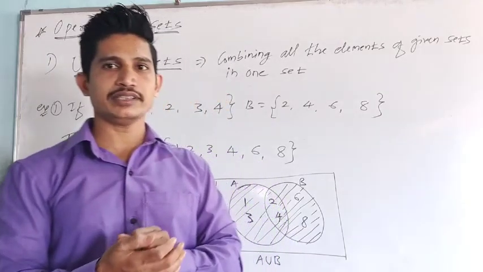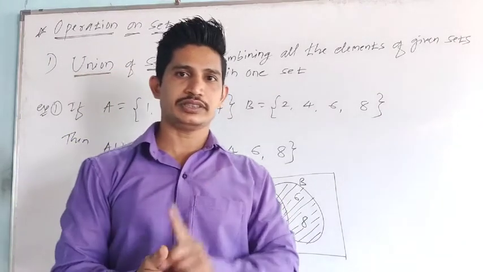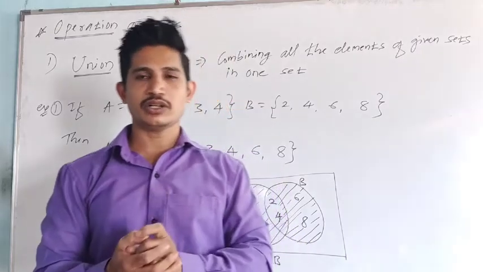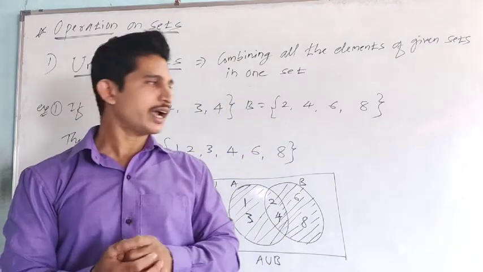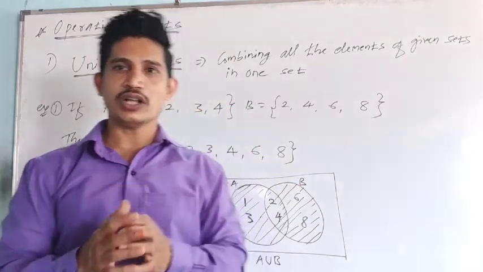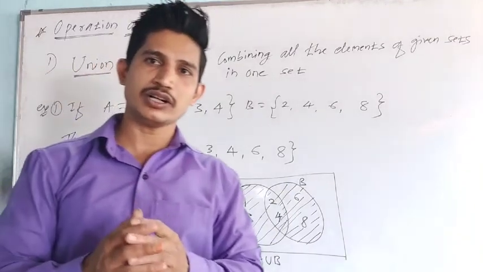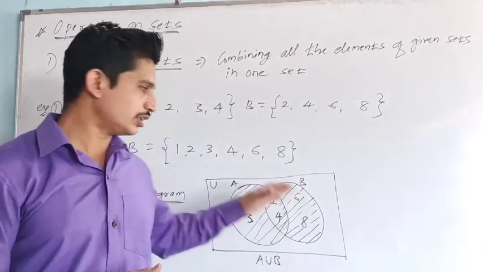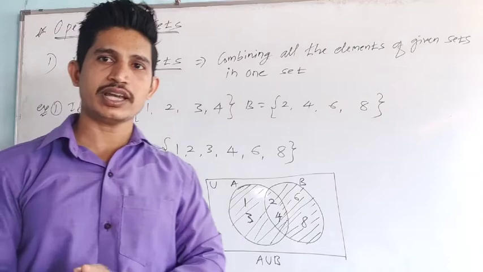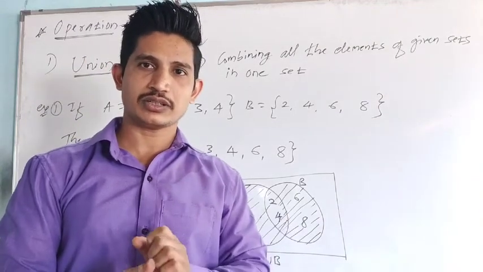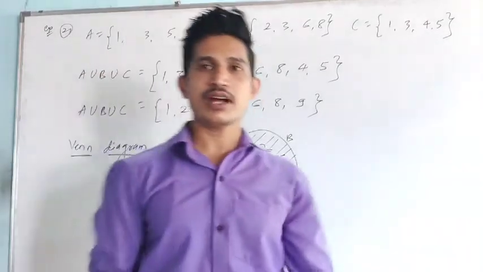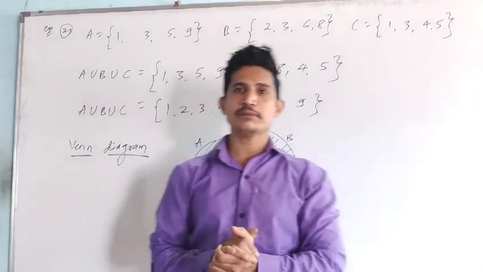So union means combining all the elements from the given sets in one set. It is called the union of sets. And how to draw a Venn diagram? All the part of A and all the part of B, you draw by lines, and write the elements in them. Now let's see one more example of union.